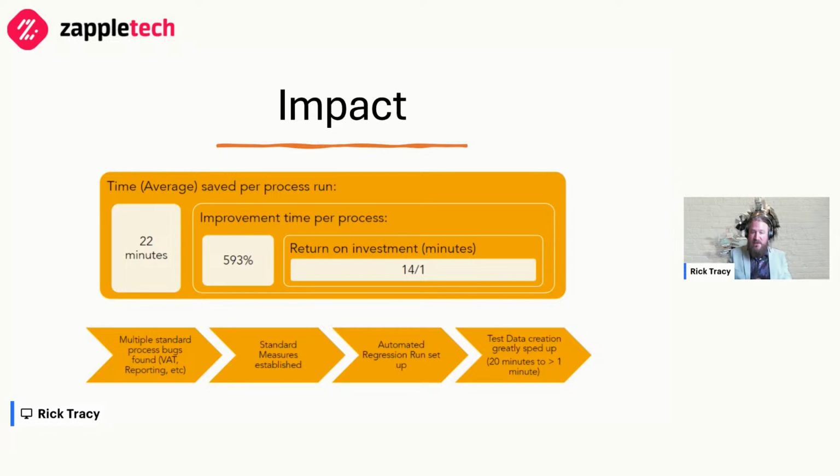And we have those standard measures established, and that allows us to set up an automated regression run, which means we don't have to manually do all these things anymore. And our test data creation was also greatly sped up because we automated that as well. And so you can showcase these particular things as a way of saying our automation isn't just about the little functionalities we're making, but the real impact it's having on our work, on other people's work, on our time.